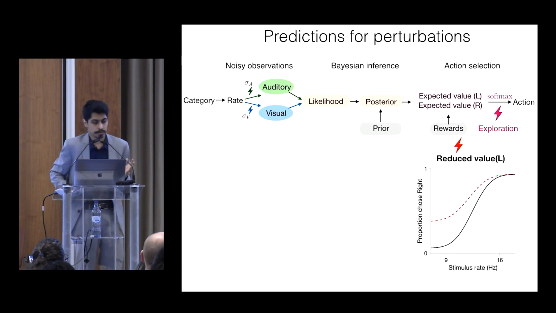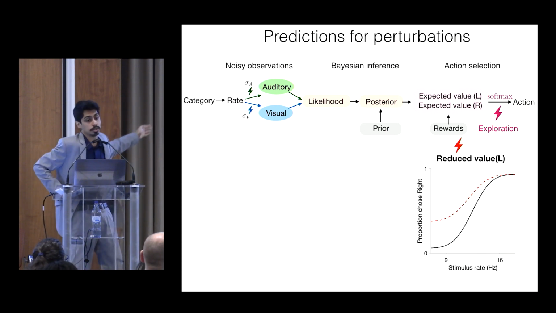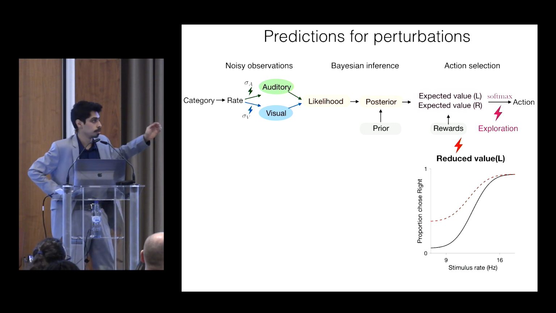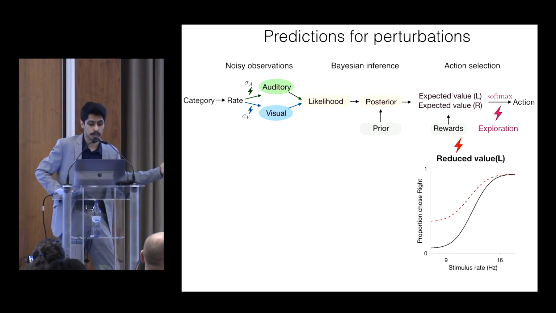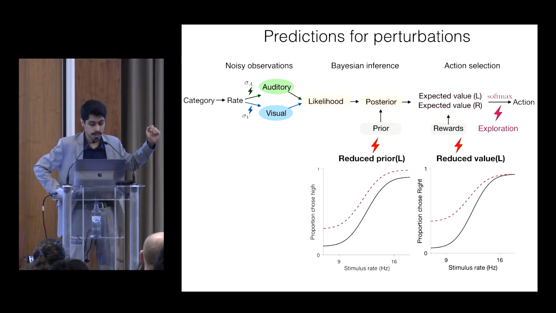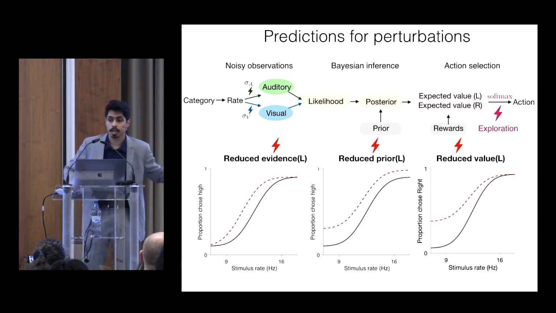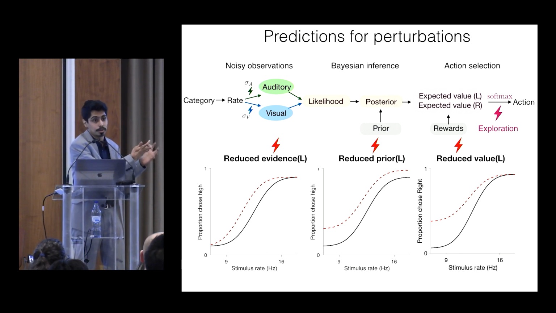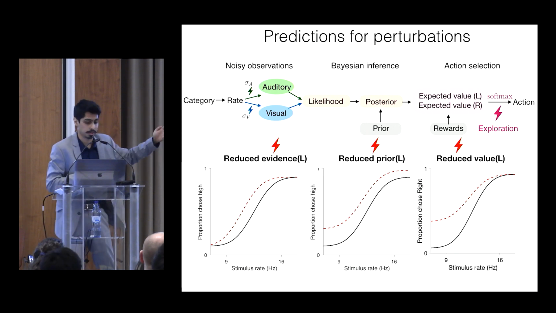A nice bonus of the exploration model is that it predicts that these lapses should be differentially affected depending on which stage of the decision you perturb. So if you reduce the value on one side, you should only affect the lapses on one side. But if you, say, affected the prior towards one side, then you should affect both lapses. And if you biased the evidence, then you should not affect the lapses at all. This suggests that the lapses could be informative about which stage of computation a brain region is causal in.